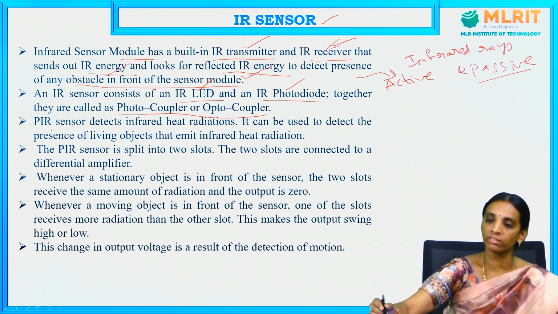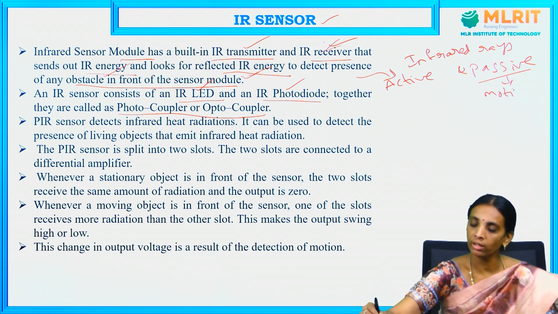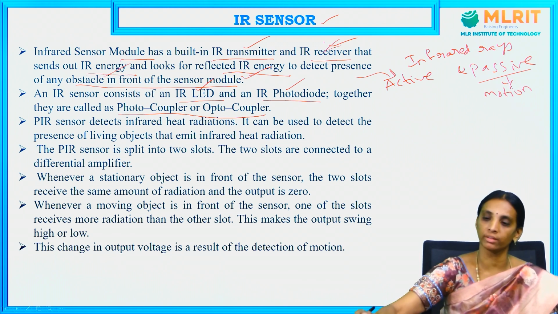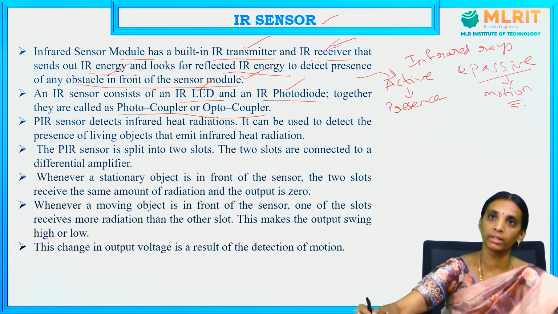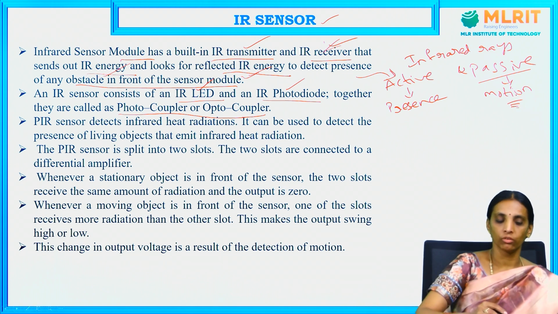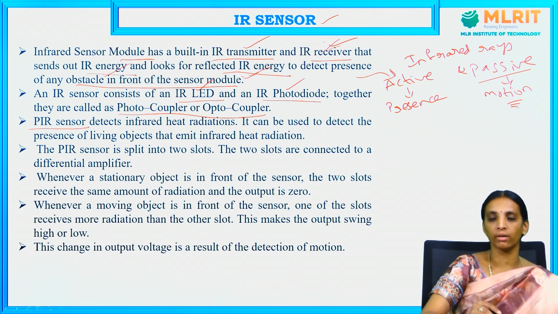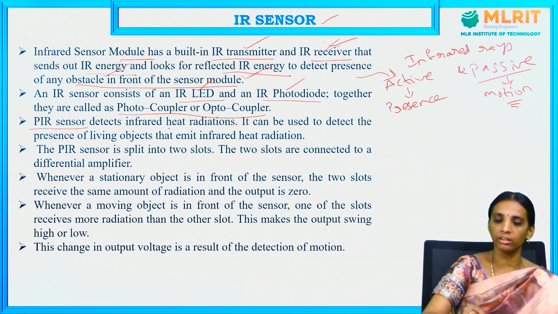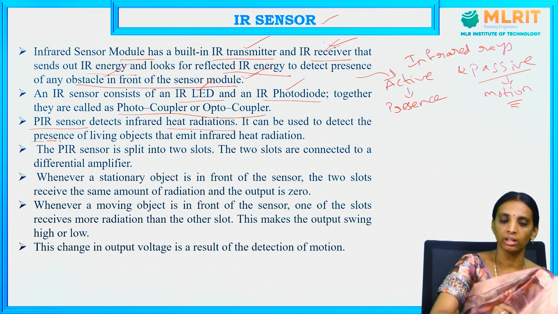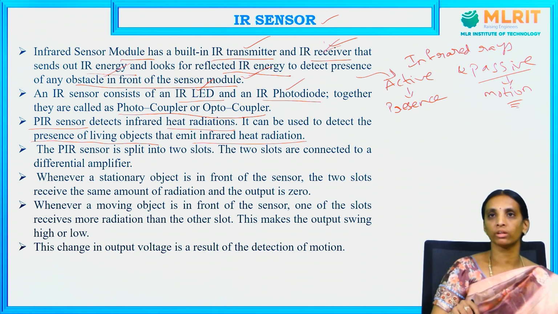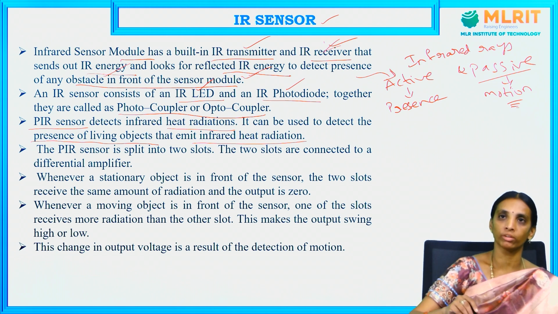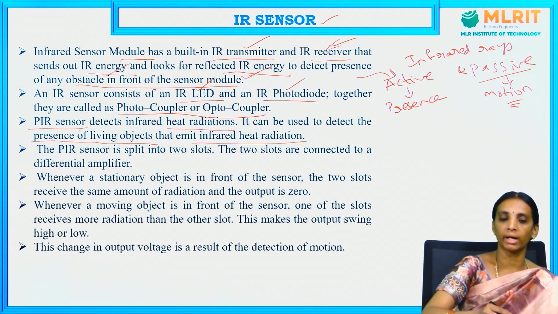The passive IR sensor is used to detect motion in front of the sensor. The active one detects the presence of an obstacle, while the passive one detects the motion present in front of the sensor. The PIR sensor is a passive infrared sensor, used for detecting infrared heat radiation, and it detects the presence of living objects that emit heat radiation. If there is any living object in front of the sensor, that means motion is detected by the PIR sensor.